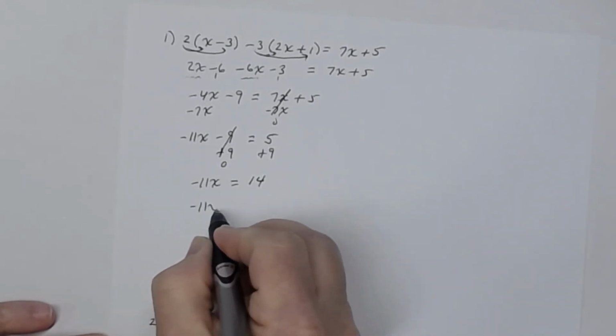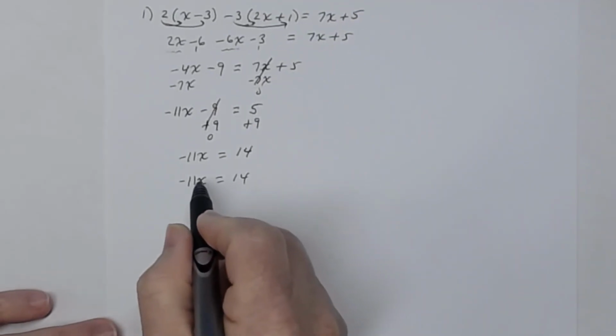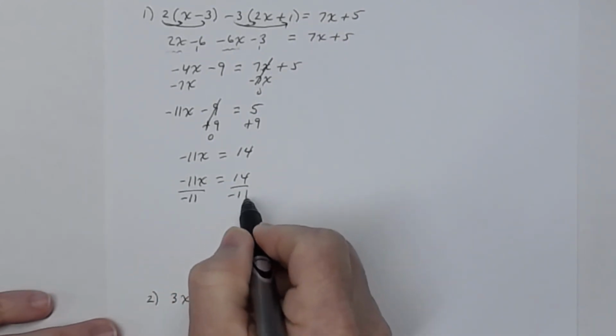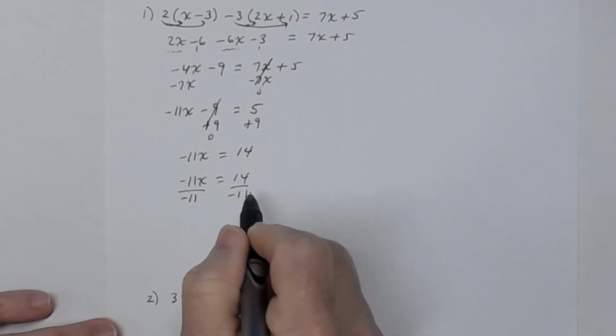And then to get x by itself, remember right now you're multiplying x by negative 11. Let me go ahead and rewrite this over. So you're multiplying x by negative 11. The opposite of multiplication is division. So we're going to divide both sides by negative 11. Make sure you only divide by the coefficient. Don't divide by negative 11x.